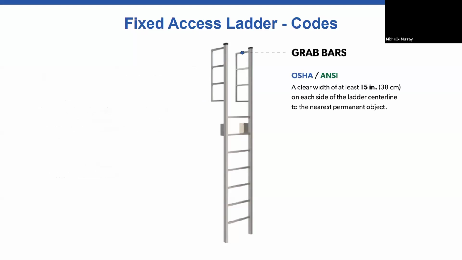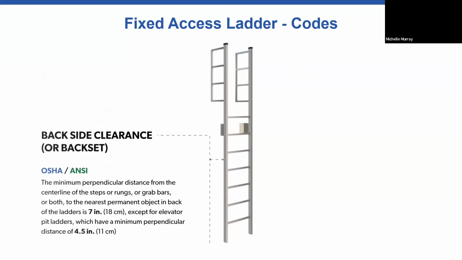Grab bars, the OSHA ANSI is 15 inches minimum. For the backside clearance or the back set, the OSHA ANSI is 7 inches, except for elevator pits, which is 4.5 inches.